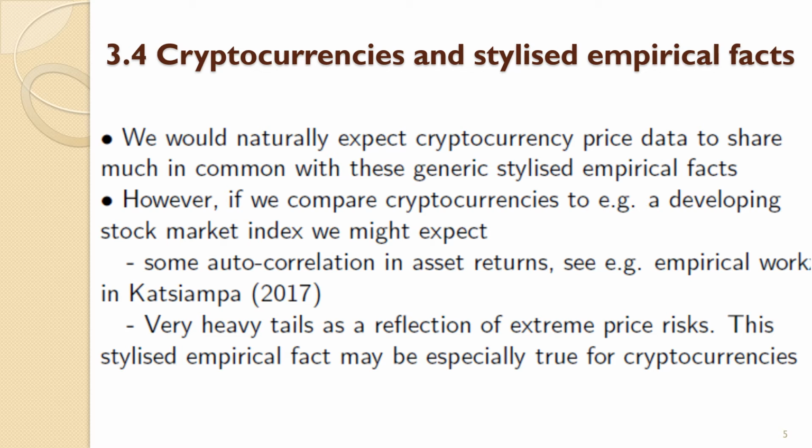So it's natural that you get high probabilities of quite extreme events for cryptocurrency price data. This is true for all asset classes and is indeed one of the classical failings of the normal model of Black-Scholes, but this is especially true for cryptocurrencies. You might get very heavy tails as a reflection of just the extremely risky nature of these markets.